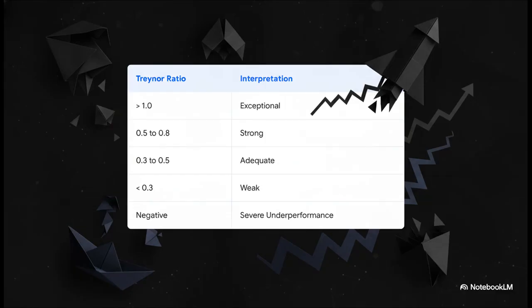So what does a good number look like in the real world? Well, this table gives you a pretty solid rule of thumb. If you see anything over 1.0, you're probably looking at a top-tier manager. On the flip side, a negative ratio is a massive red flag. It literally means you took on risk and got back less than you would have from a dead simple T-bill. Ouch. This is how analysts can quickly sort the truly skilled from the just plain lucky.